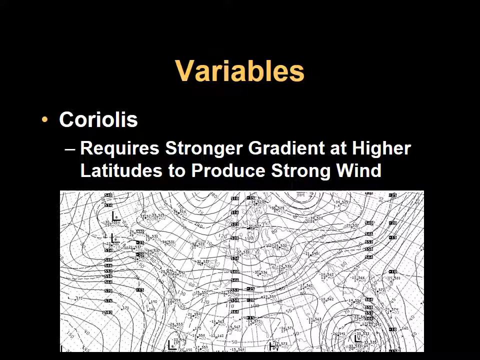So what I'm trying to say here is that to get a strong wind, you need a much tighter gradient at northern latitudes than you do at southern latitudes. At higher latitudes, you need a much stronger gradient because the Coriolis force is much stronger.